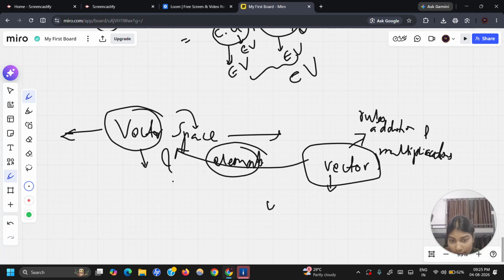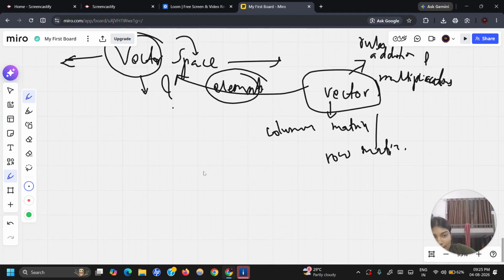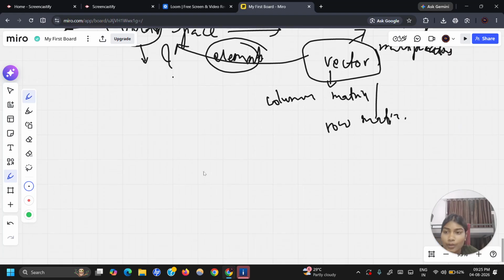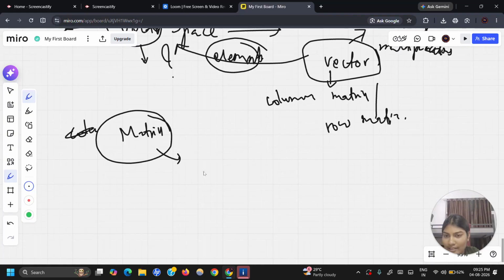Vectors are generally either a column matrix or a row matrix. Okay, first I'll come to what is a matrix. A matrix is when a system of linear equations is written in matrix form.